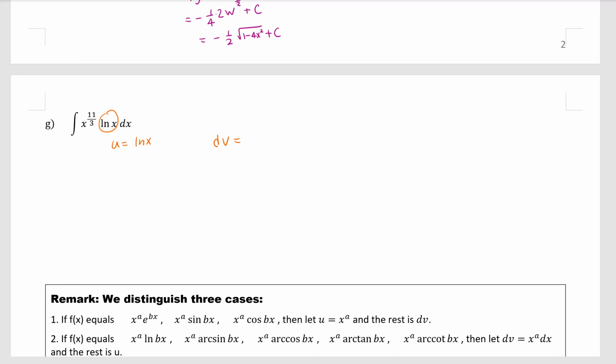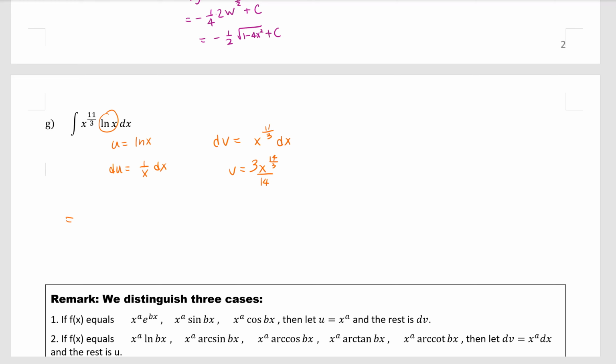Then dv is whatever is left, x to the 11 over 3 dx. Okay, du is 1 over x dx. V is then, well, we add 1 to the exponent. That's x to the 14 over 3 divided by 14 over 3, so 3 over 14. So far, so good, everybody.